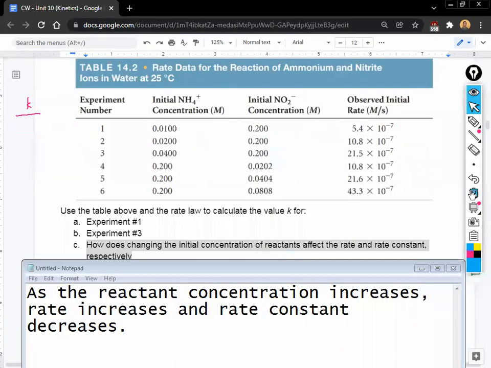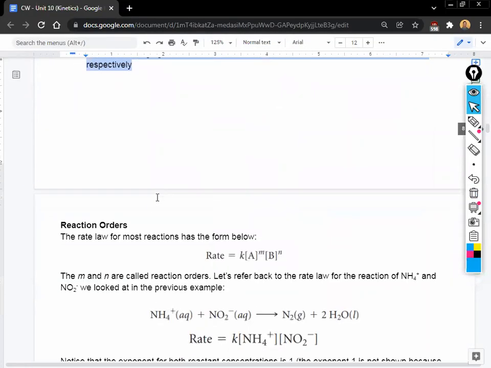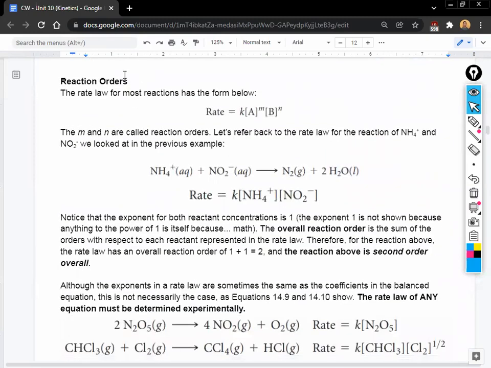Okay, let's move on. We're gonna be talking about something called reaction orders. Now, I vaguely touched on this a little bit earlier, but for reaction orders, what you need to know is that you see M and N, right? These exponents. When you add them up together, the number that you get is going to be your reaction order.